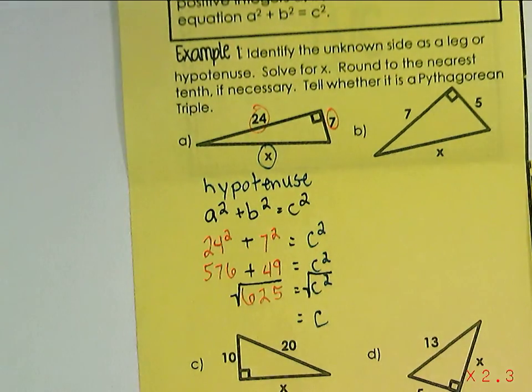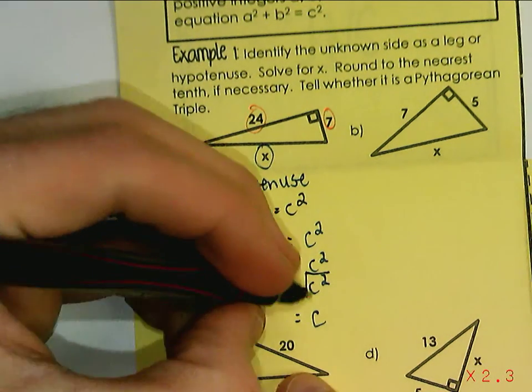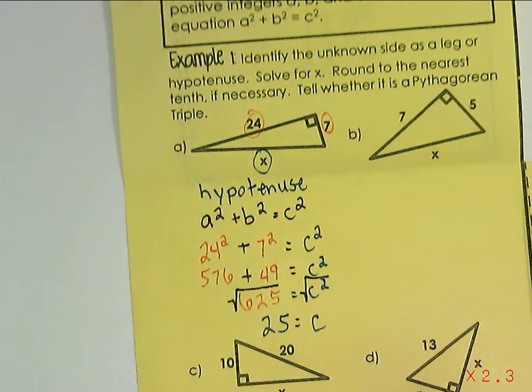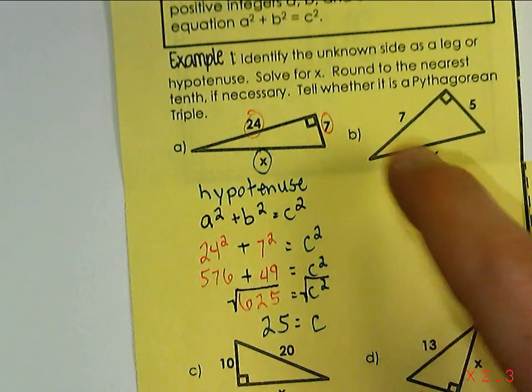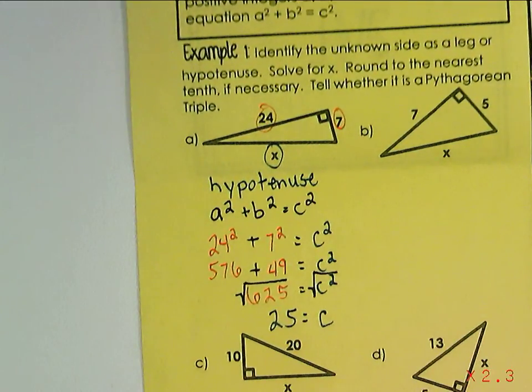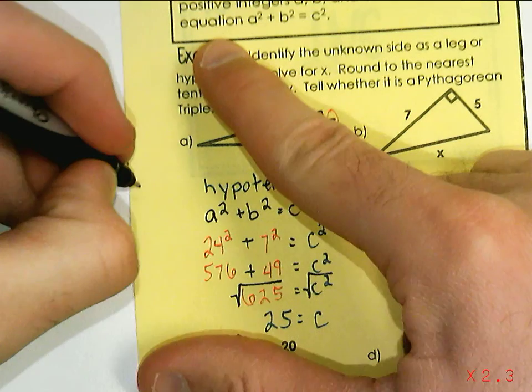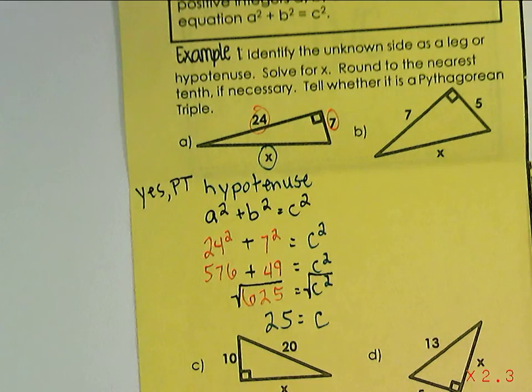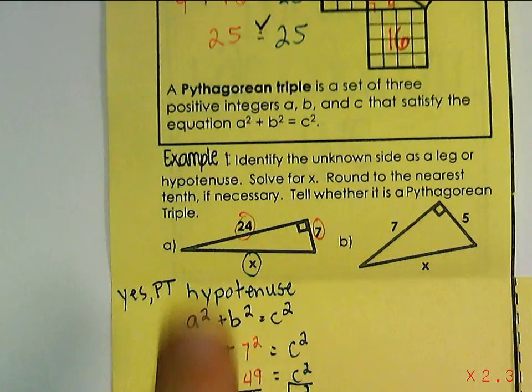So that's c. And if I take the square root of 625, I get 25. So 25 equals c. And since this turned out to be three positive whole numbers, that means that this is a Pythagorean triple. To identify that, I'm going to say over here in the margin, yes, it is a PT, a Pythagorean triple, which we talked about up here.